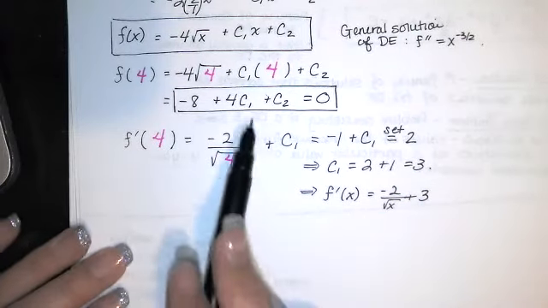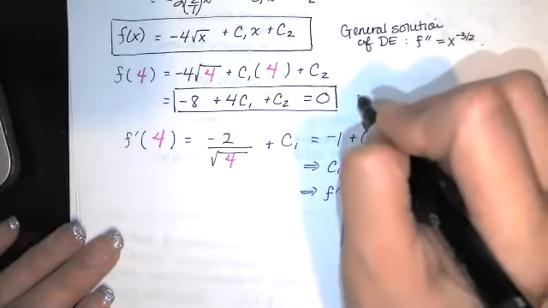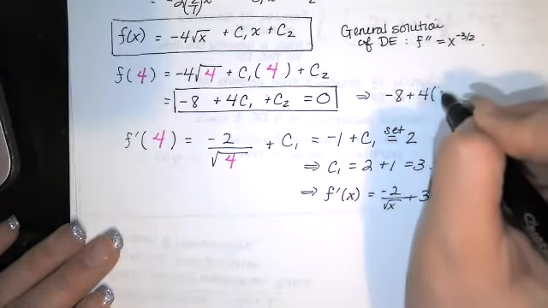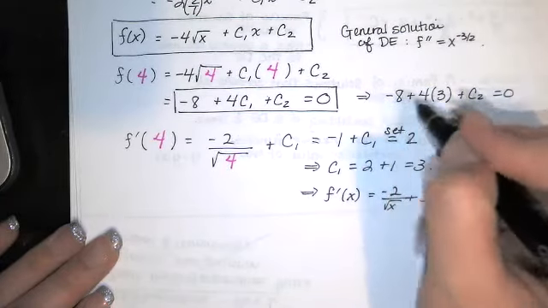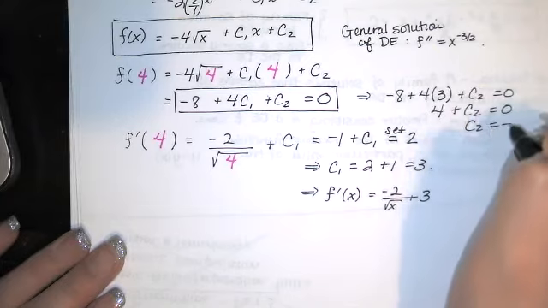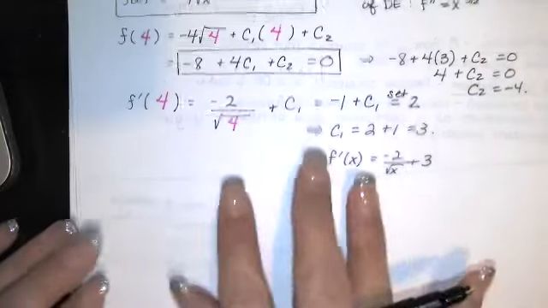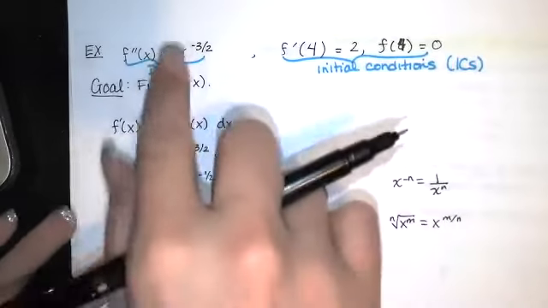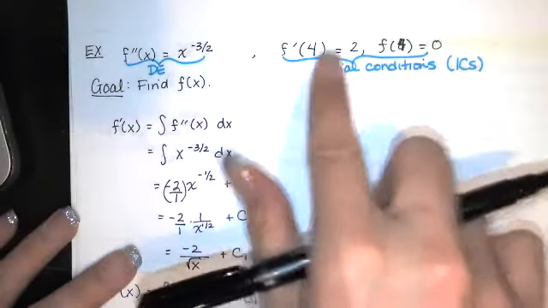And if I know that C1 equals 3, I can substitute that in over here and get C2. So I've got -8 plus 4 times C1, which is 3, plus C2 equals 0. So -8 plus 12 is 4. 4 plus C2 is 0. So C2 equals -4. Okay, now you're not done solving the differential equation. You're not done solving the initial value problem until you've stated a function that has this as its second derivative and also has this and this and also satisfies this condition and this condition.